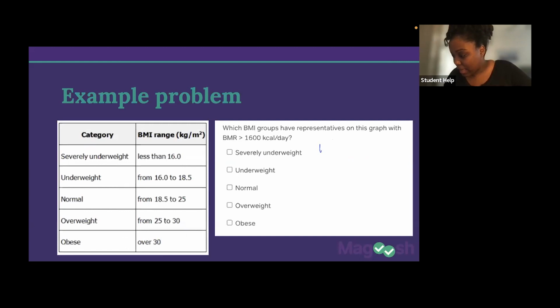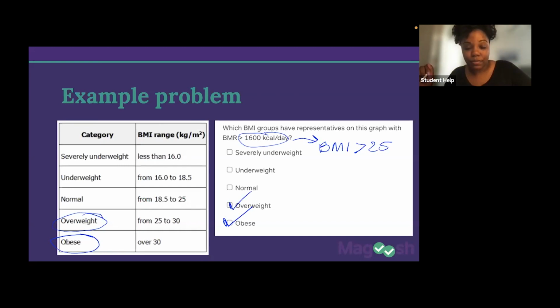Okay, so remember from the last slide, if they have a BMI greater than 1,600, then that means they also have a BMI greater than 25. And when I look at these categories, the only people who have BMIs greater than 25 are overweight and obese. So the answers are overweight and obese. All right. Makes sense? Okay, no problem. Good.